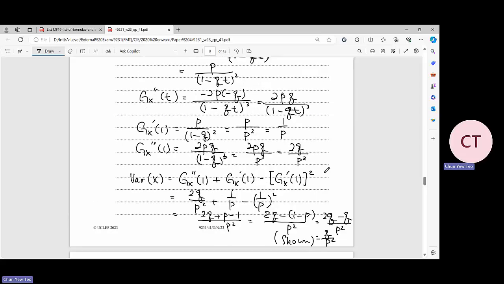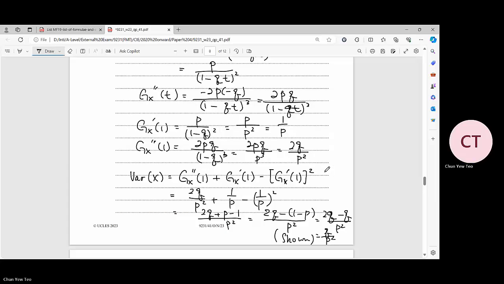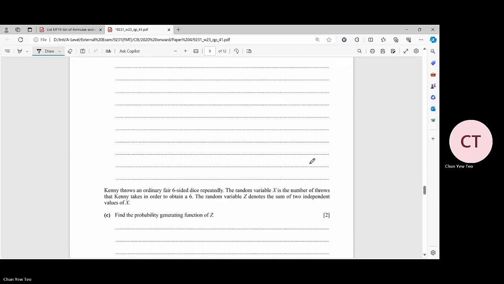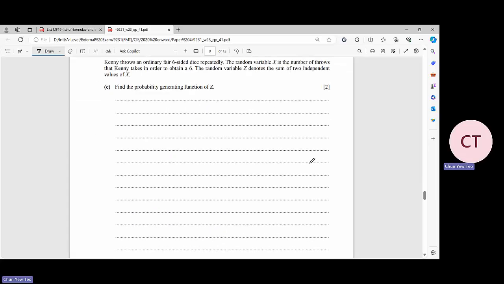That will be the answer for part B. So now we move on. CAIE throws an ordinary 6-sided dice repeatedly. Random variable X is the number of throws that CAIE takes in order to obtain the 6. The random variable Z denotes the sum of two independent values of X.